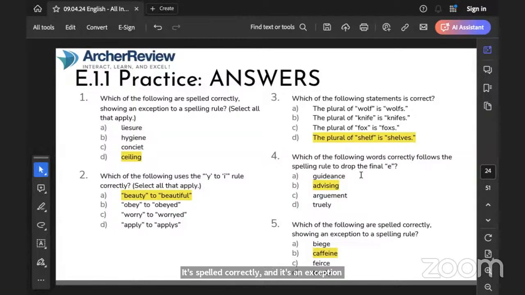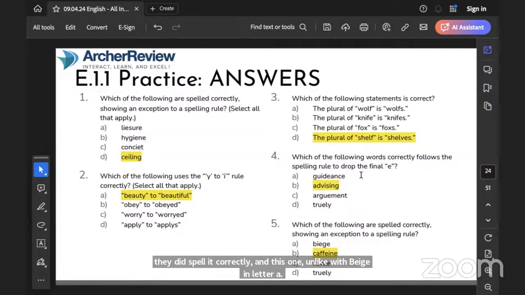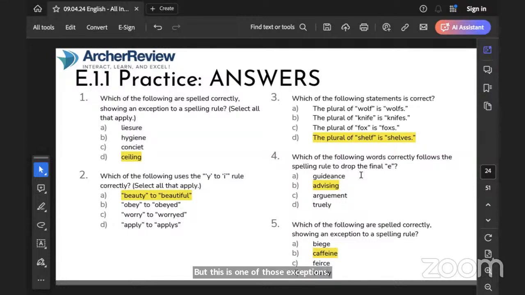So it's not following the I before E rule. It's an exception to that rule. And they did spell it correctly in this one, unlike with beige in letter A. Fierce, I before E, but this is one of those exceptions. It should be F-I-E. No, it's not an exception, but it's not spelled correctly either. It should be I before E.